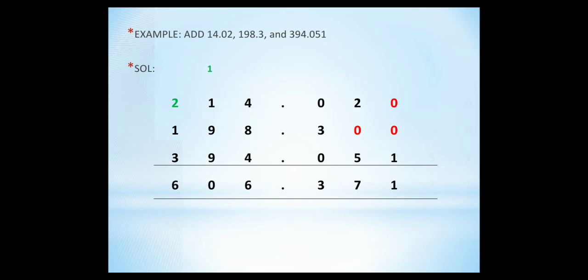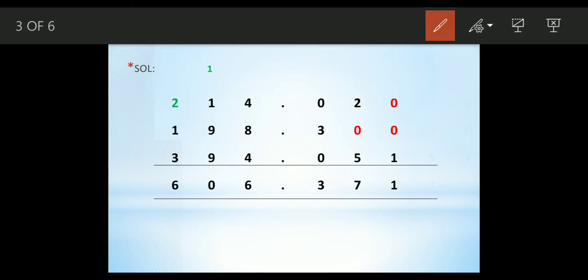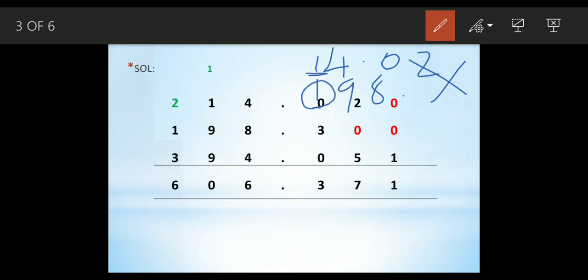Only thing you have to keep in mind is the place values. You should not change the place value of the number. If you change the place value of the number, then your whole sum will go wrong. For example, here I have 14.02. The next number is 198. You should not write 198 like that. This is wrong. That is what I said. You should not write 1 below this one, because this is tenths value, but this one represents hundredths value.